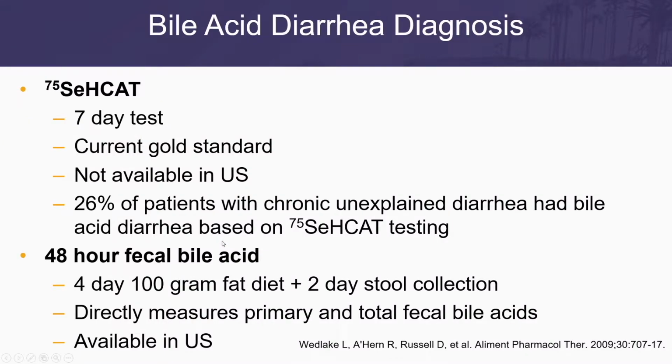So one thing that people have been thinking about recently is, are these patients with IBS with diarrhea or functional or chronic diarrhea, do some of them really have bile acid diarrhea, which we would treat differently? So there's a test that you can use to measure bile acid diarrhea, and that's the SeHCAT. We don't have that in the United States, but it's used in Europe.